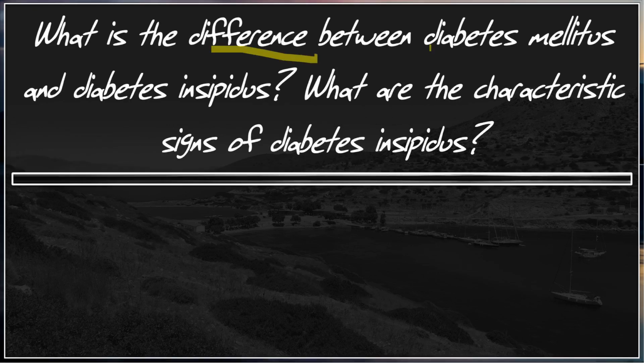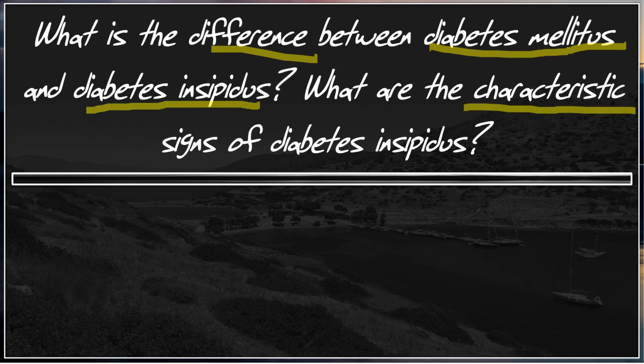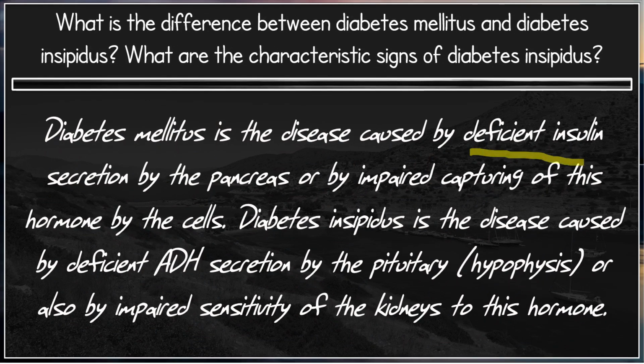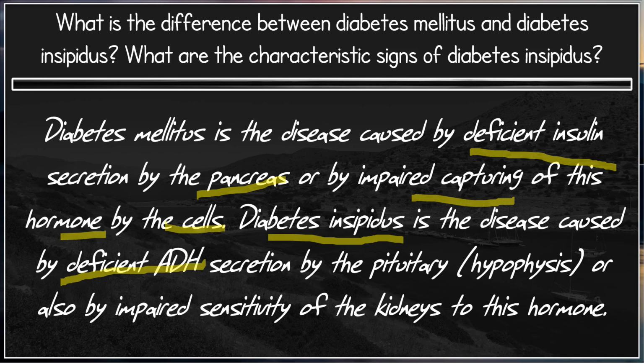What is the difference between diabetes mellitus and diabetes insipidus? What are the characteristics, signs of diabetes insipidus? Diabetes mellitus is a disease caused by deficiency of insulin secretion by the pancreas, or by impaired capture of this hormone by the cells. Diabetes insipidus is a disease caused by deficiency of antidiuretic hormone, a secretion by the pituitary gland, or also impaired sensitivity of the kidneys to this hormone.